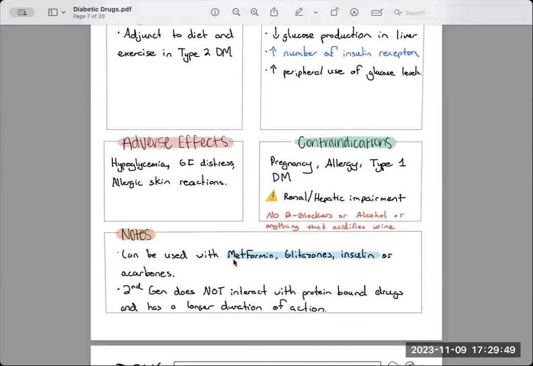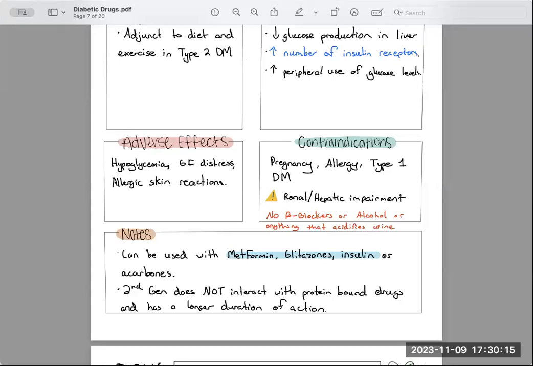But we don't give these in pregnancy. Rule of thumb is that most medications are contraindicated in pregnancy, except insulin. So pretty much every contraindication is going to be pregnancy, renal or hepatic impairment, because everything in your body is metabolized by the liver and excreted by the kidney. So if you have problems with that, you're not going to be able to get rid of these medications.